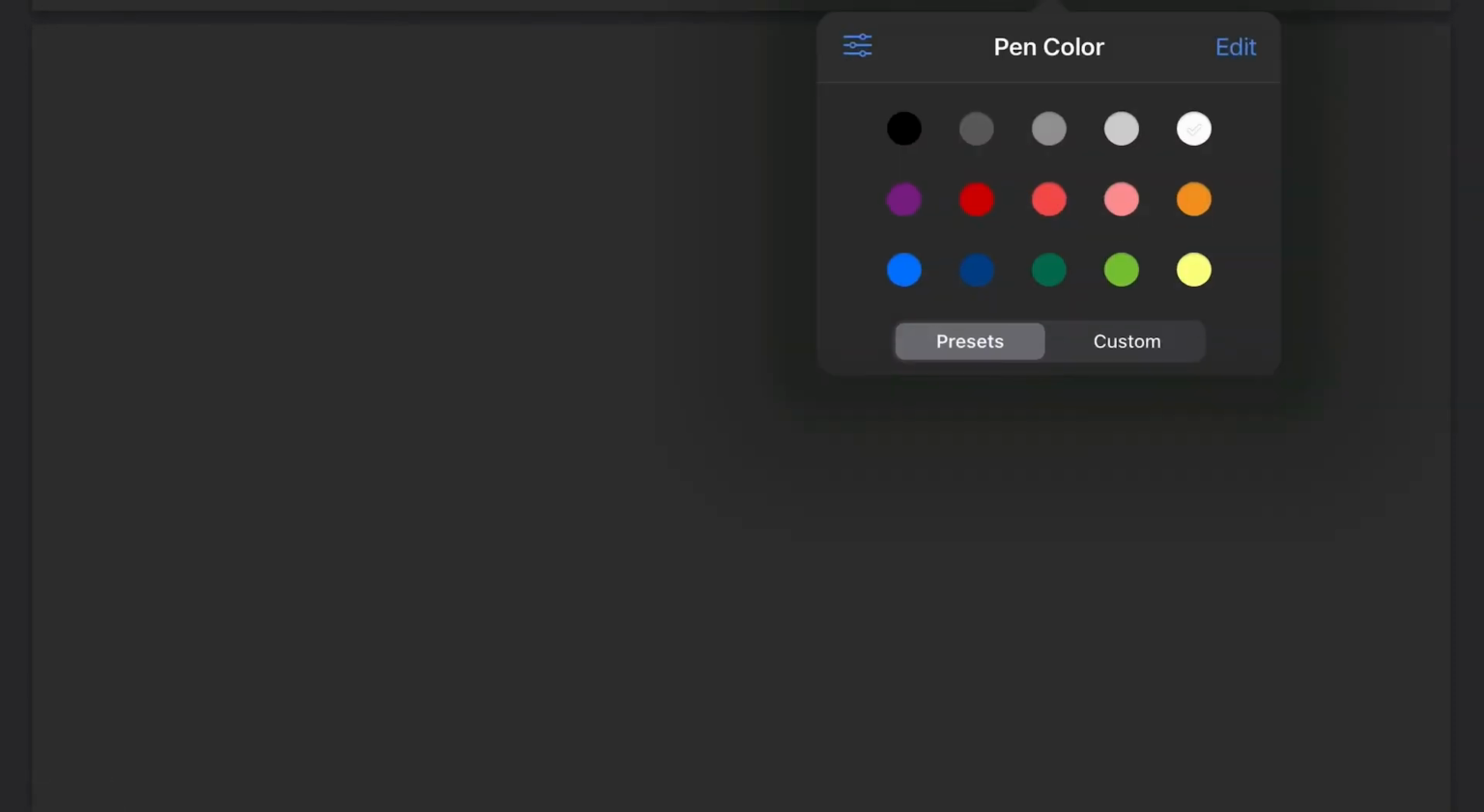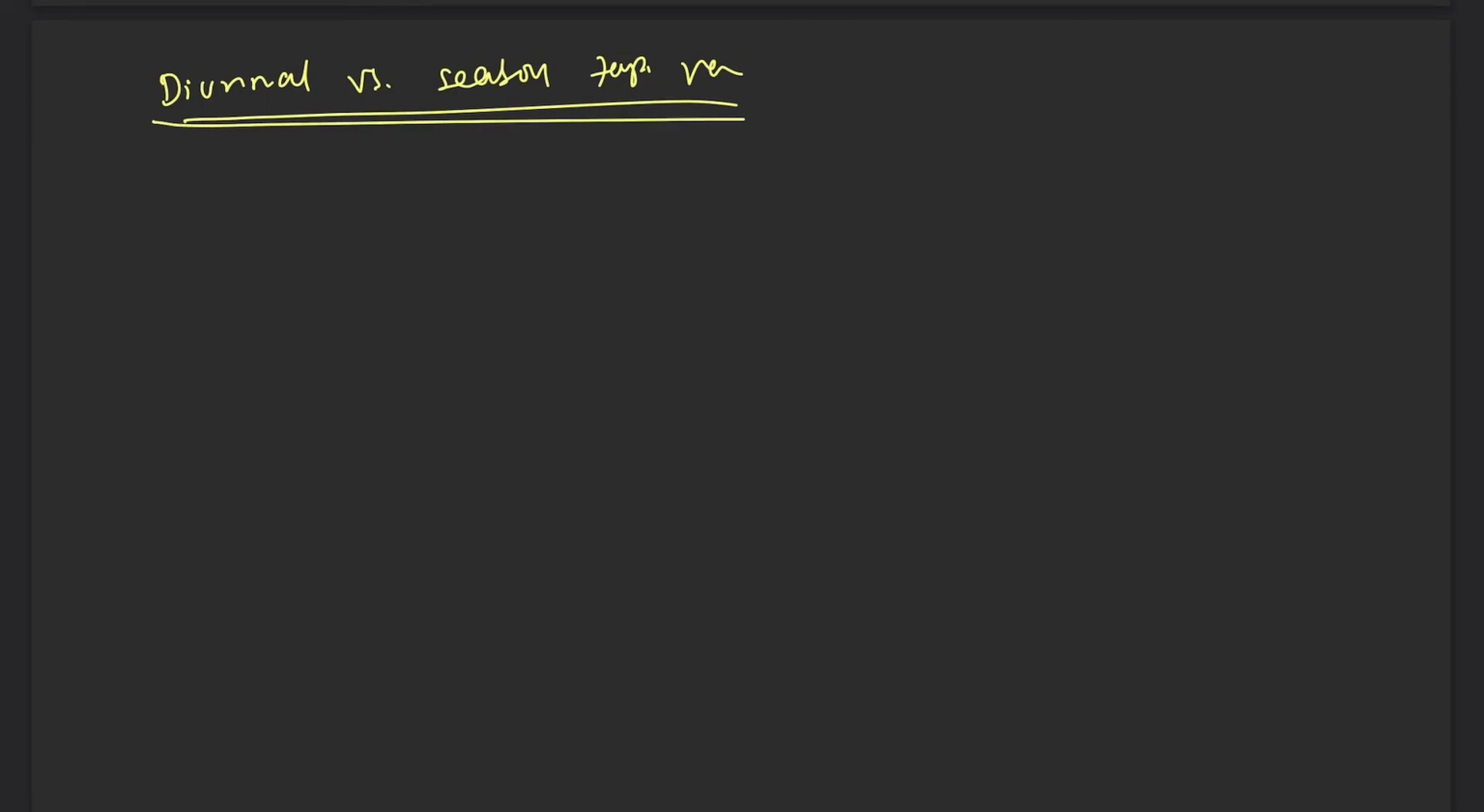So another thing is diurnal and seasonal variation of temperature. Diurnal versus seasonal temperature variation. What is diurnal temperature variation? In 24 hours, how the temperature varies. What is the maximum temperature and what is the minimum temperature within 24 hours, that is day and night, that is diurnal temperature variation. And this diurnal temperature variation is higher for inland or the coastal area.